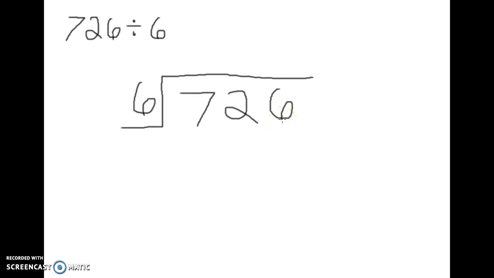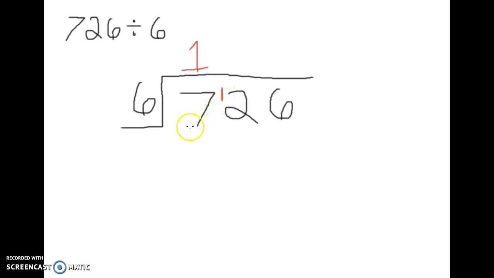Now our first step is going to be to look at our divisor here, number 6, and we're going to ask ourselves, how many times does 6 go into 7? We know that 6 can go into 7 one time with 1 left over. Okay? So since we have a remainder here, since we know 6 can go into 7 one time with 1 left over, we're going to put our remainder actually right here.